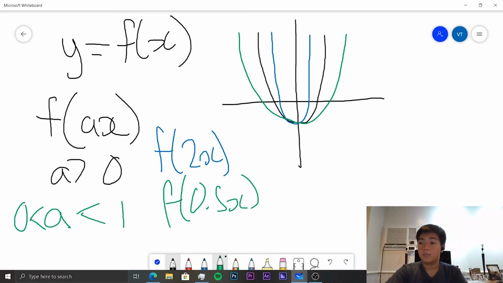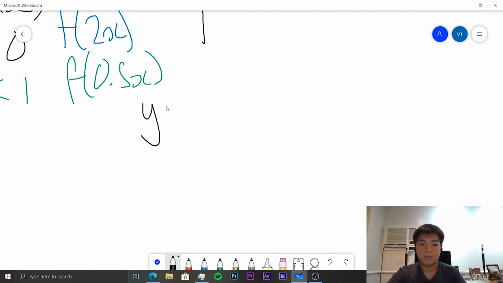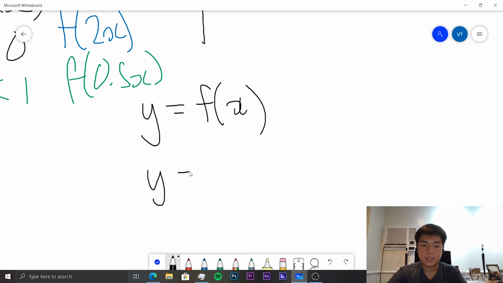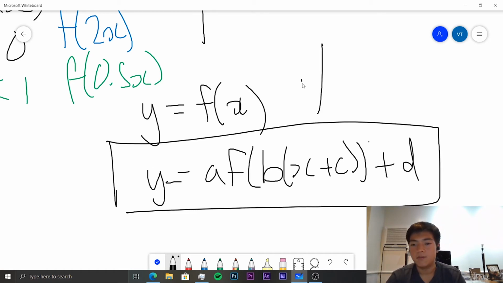More or less, we can express all function transformations in one form: to transform a function y equals f of x, we can express the new function as y equals a times f of (b times x plus c) plus d. Something in this kind of form will allow us to obtain a new function. It sounds very complicated, so let's move on to some questions to really see what we're talking about here.